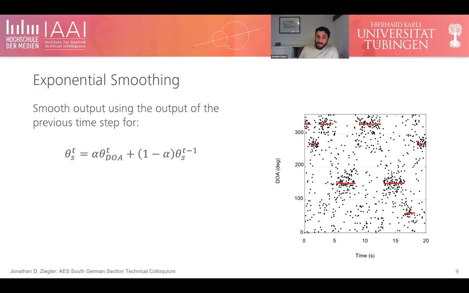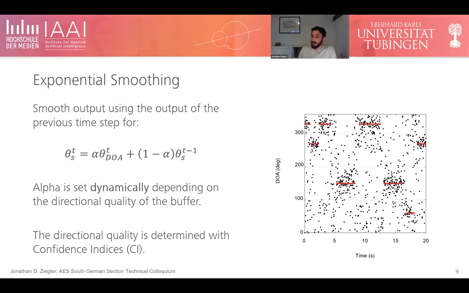To counteract that, we decided to implement an exponential smoothing algorithm. The way that works is that for any time step t, the output of the smoothing algorithm is a combination of the actual measurement of that time step t and the smoother's output of the previous time step. And depending on how you set alpha, somewhere between 0 and 1, you can create a very reactive tracking or a very stable tracking. The problem is if we set alpha small enough to get a sufficiently stable tracking, it wouldn't be reactive enough anymore to accommodate these quick jumps between speakers. The solution to this is to set alpha dynamically per time step and make that dependent on the directional quality of the buffer.